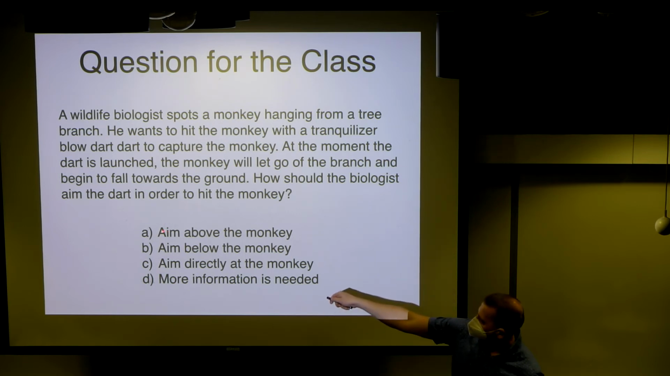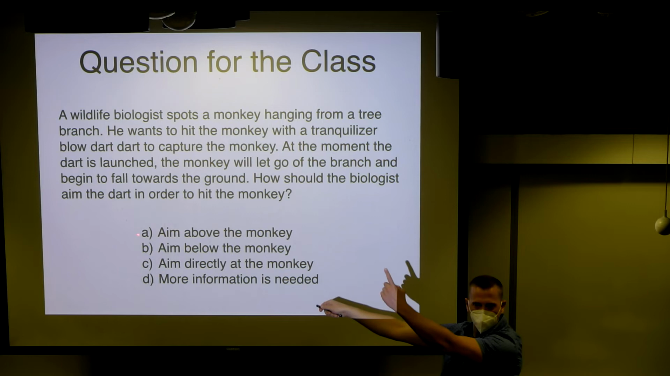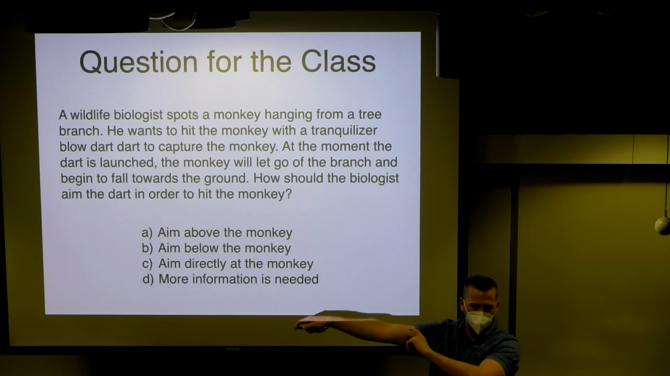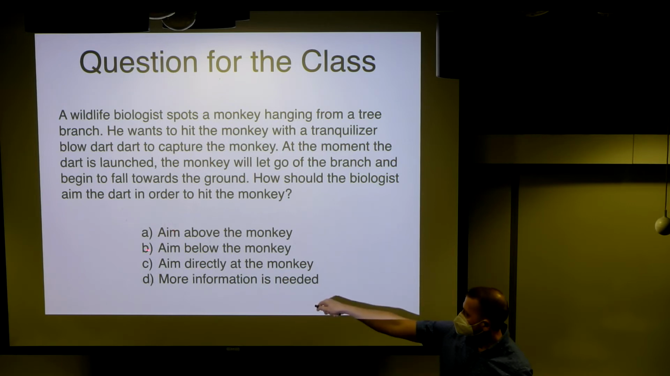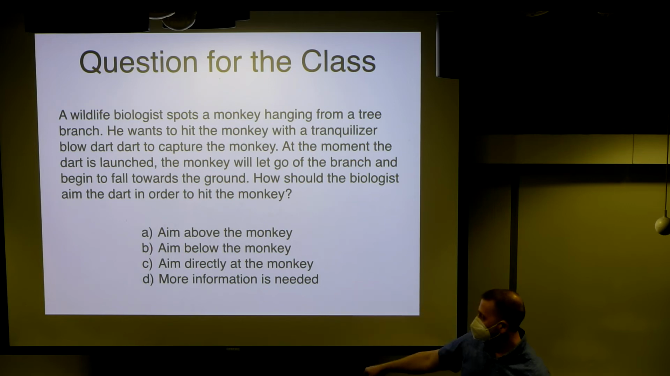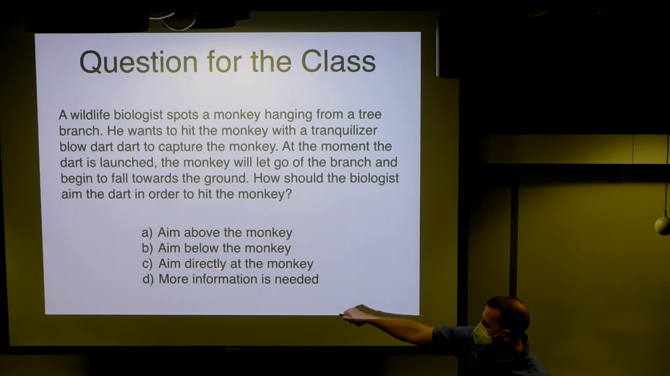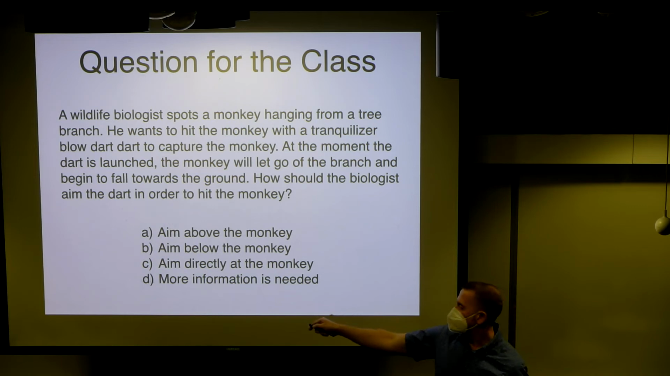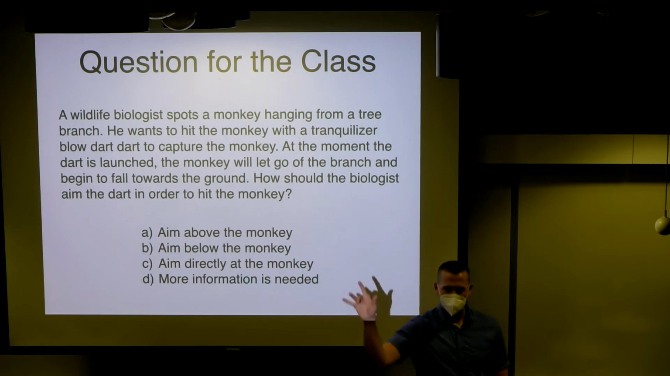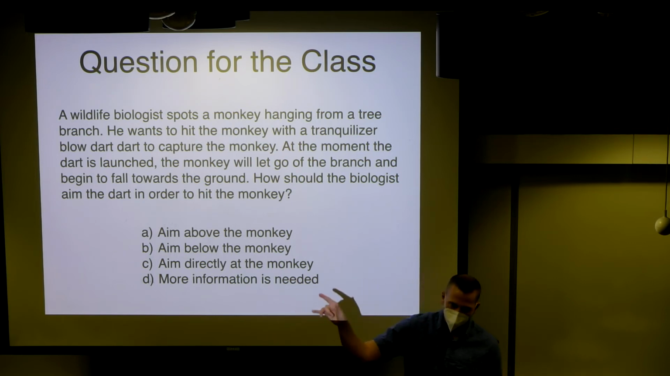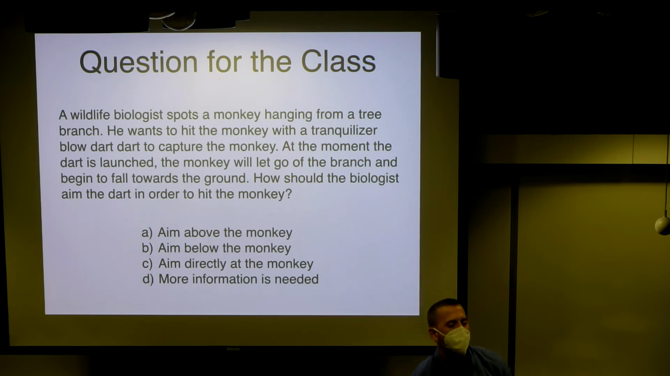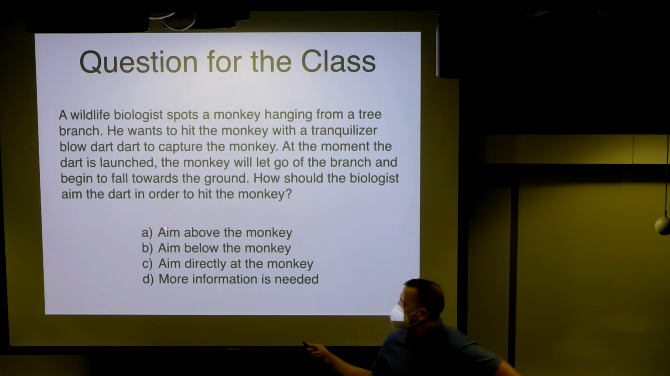Should the biologist be aiming a little bit above the monkey so that by the time the dart gets to the monkey, it hits it? Should the biologist aim a little bit below or directly at the monkey? Or do we need some more information to really answer this? You can cross off answer D. It's one of these three. So what do we think? Do we want to aim a little bit high, aim a little bit low, or right at the monkey to achieve this? Below. Who says it's A? Who says we want to aim a little bit high?